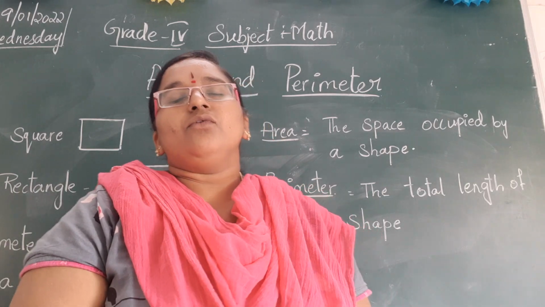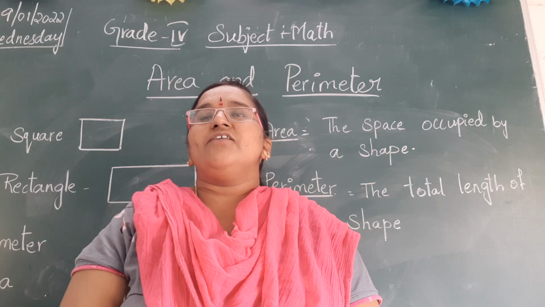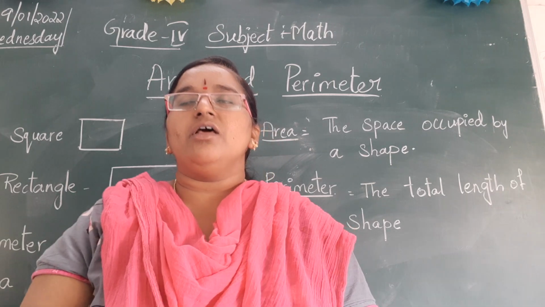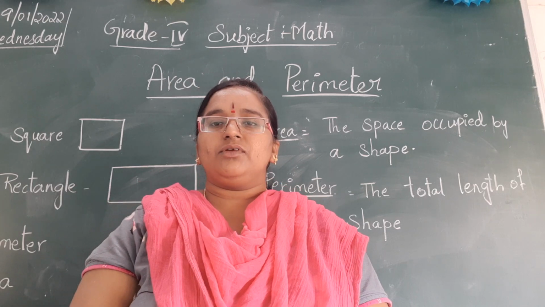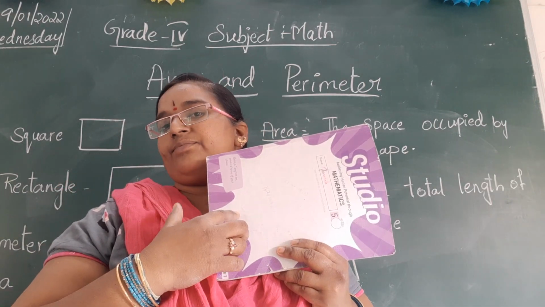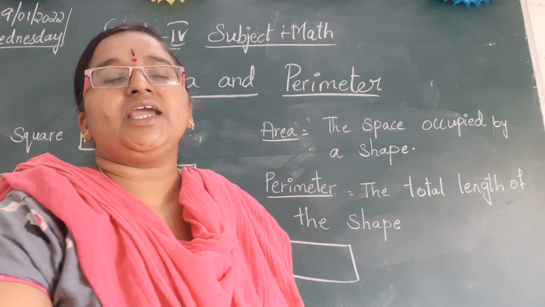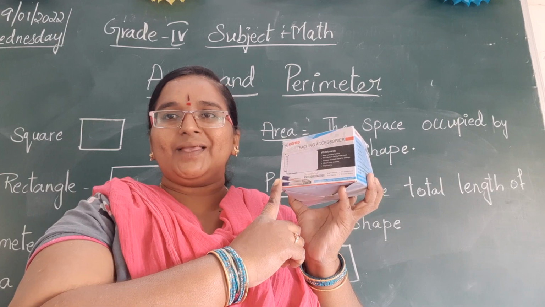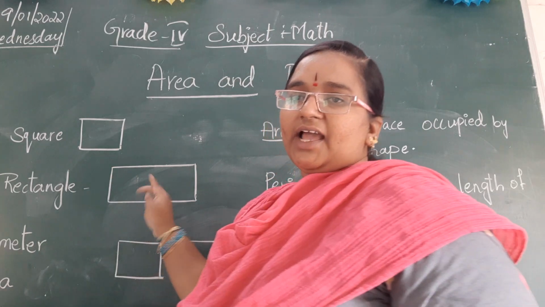Area and perimeter is used to find the area of different shapes. And what is a shape? How many shapes are there? Can you say what this shape is? Yes, it is a rectangle shape. Now what is this shape here? It is also a rectangle shape. Very nice. Here you have a square shape and a rectangle shape.